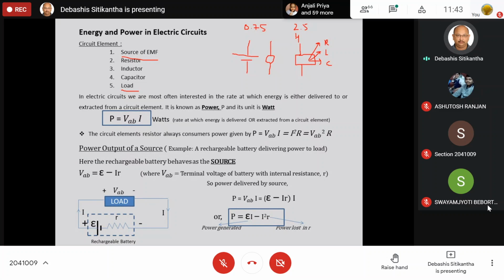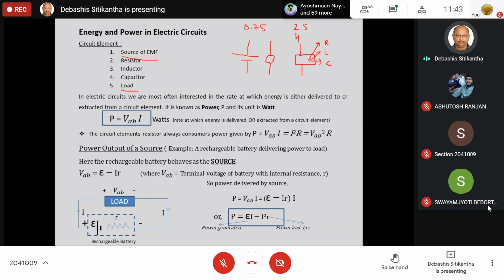We have to see what should be the rating of the wire that we are going to use, the rating of the MCB, and the rating of the fuse. So all this stuff needs to be taken care of when we are going to design a circuit. And for these parameters, the knowledge of power is very important. Now, what is the unit of power? It is nothing but the watt.